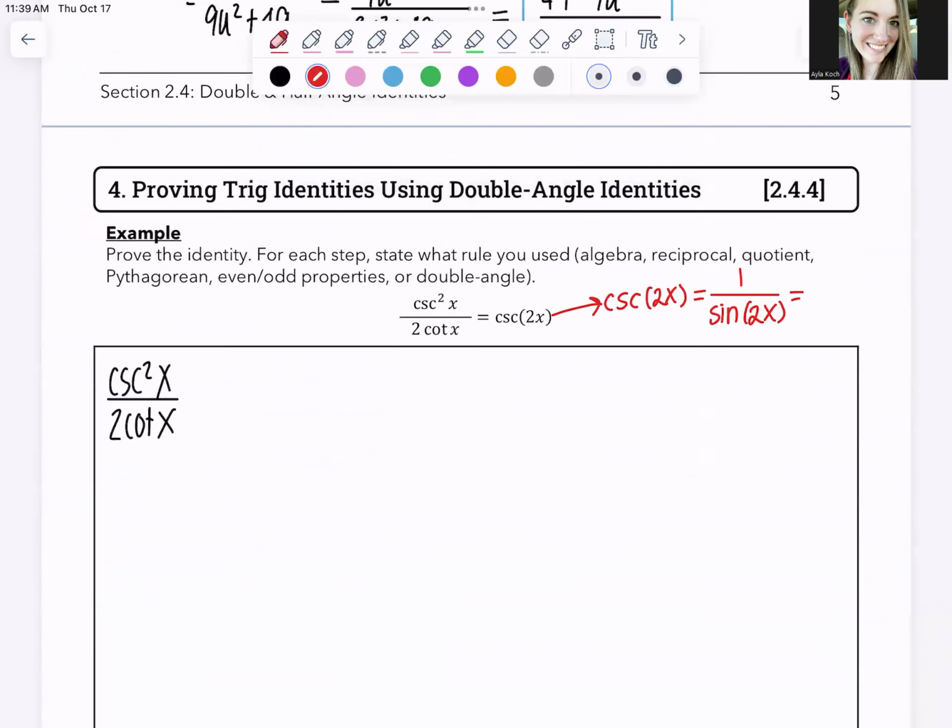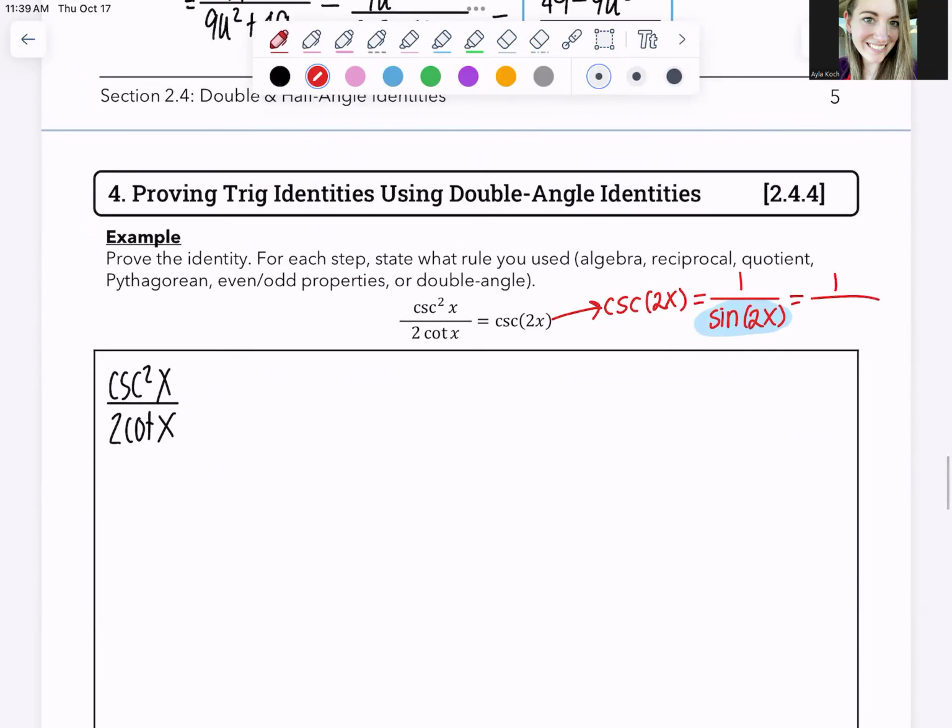So right here, let me highlight it. This is 1 over 2 sine x cosine x. What we're looking for, so I'm looking forward to this thing. Okay, if I can get to this step, then I know how to move. That's what I'm looking for. I'm looking for 1 over 2 sine x cosine x. And that will lead me into the cosecant of 2x.